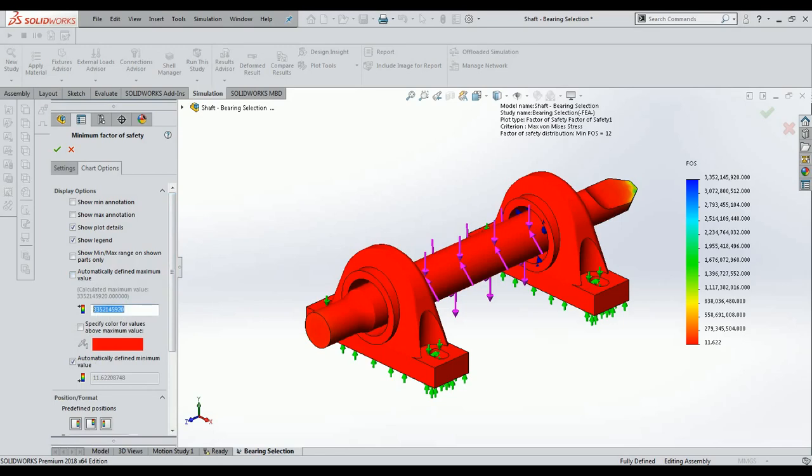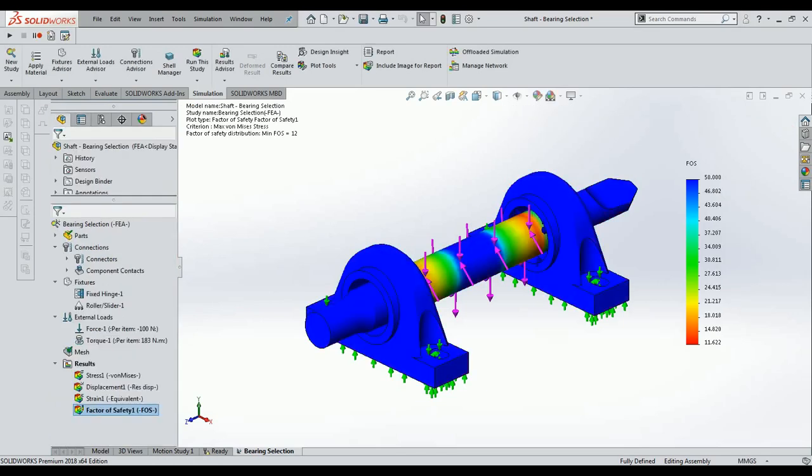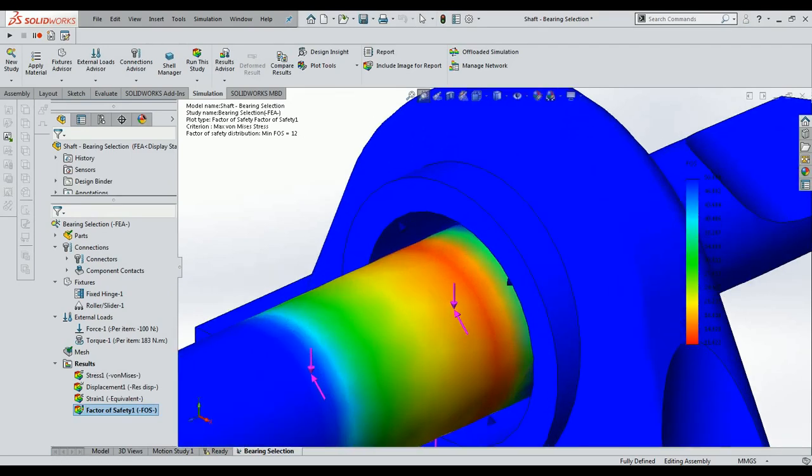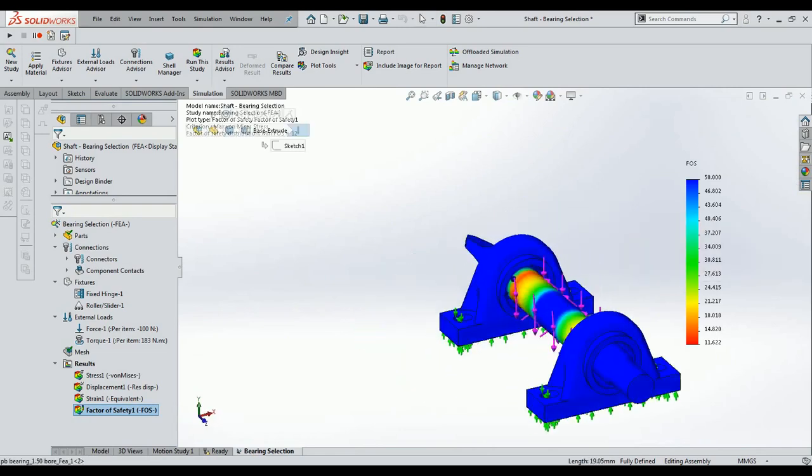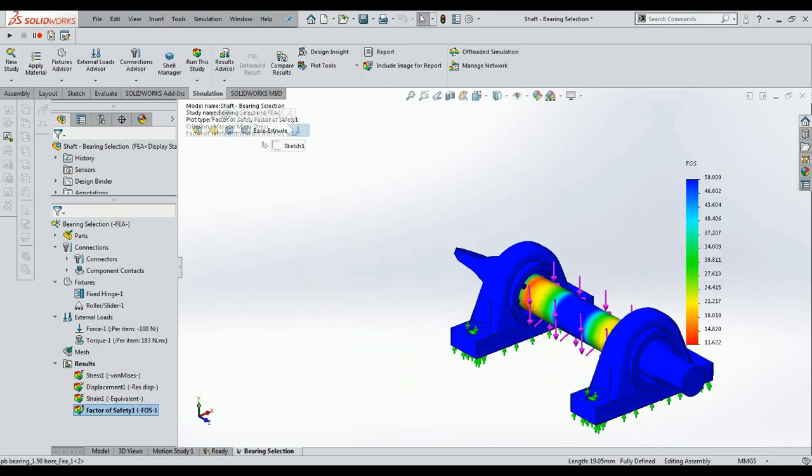Here, for a clearer understanding, I changed the factor of safety limit to 50, so that the blue to red color range indicates the severity for the material. So here the red color indicates where the failure begins first, with the axial rotation of the 183 Newton meter torque.